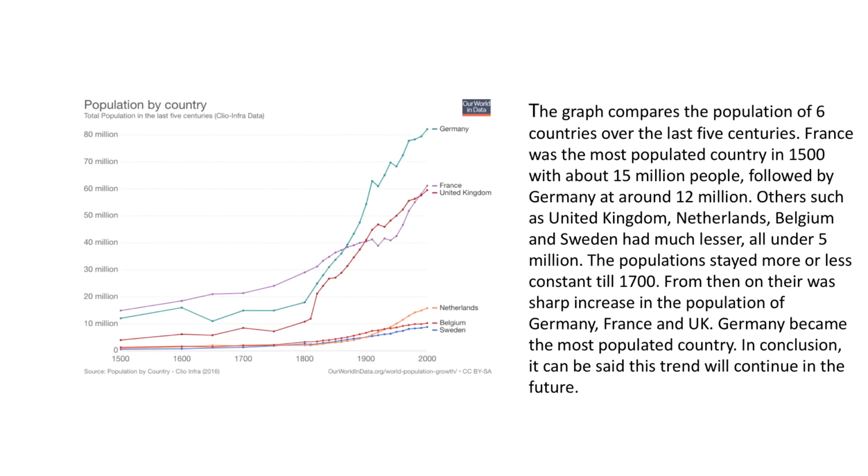The response. So the response is, the graph compares the population of 6 countries over the last 5 centuries. France was the most populated country in 1500 with about 15 million people, followed by Germany at around 12 million. Others such as United Kingdom, Netherlands, Belgium and Sweden had much lesser, all under 5 million. The populations stayed more or less constant till 1700.